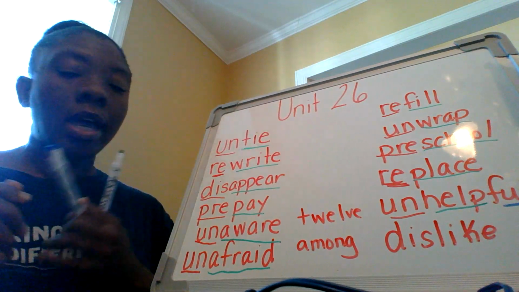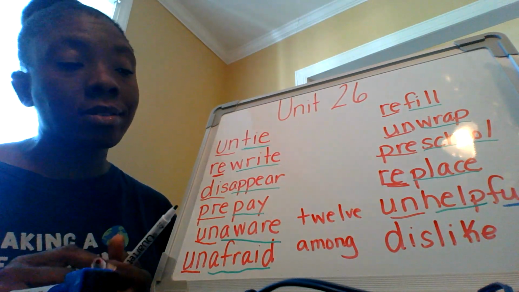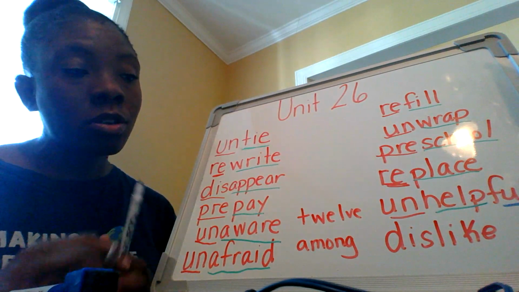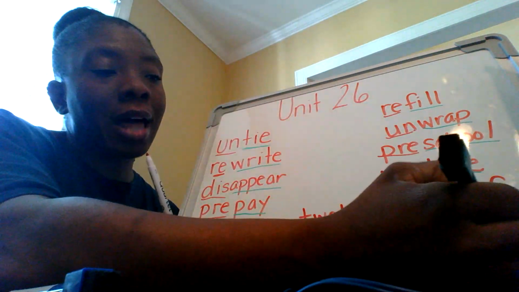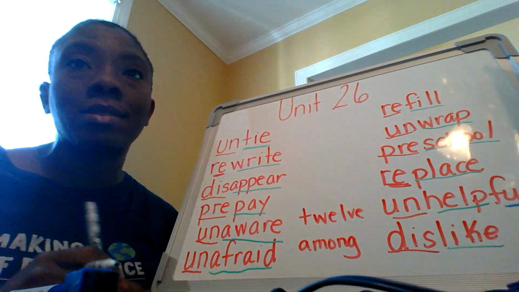Unhelpful. And our final word with a prefix is dislike. So our prefix is dis. Our base word or our root word is like. To dislike means to not like.